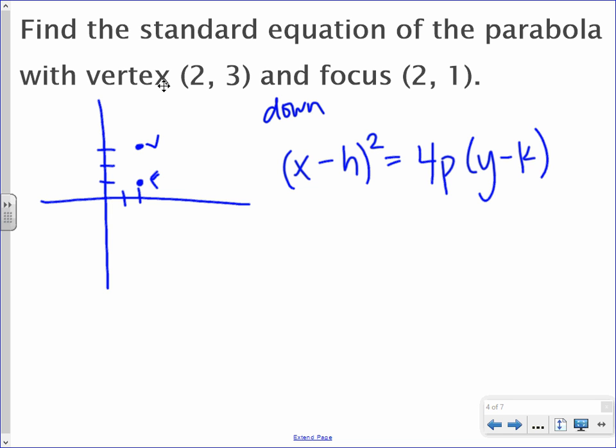Okay, Kelsey, what do you have for your equation? I have x minus 2 squared equals negative 8 times y minus 3. Okay, so our vertex is 2, 3. So there's h, there's k. Now, I saw a lot of 8s, but I did not see a lot of negative 8s. Why is it negative, Kelsey? It opens down, right? It opens down, so our p better be negative. Okay, p is negative 2, which makes that coefficient negative 8.